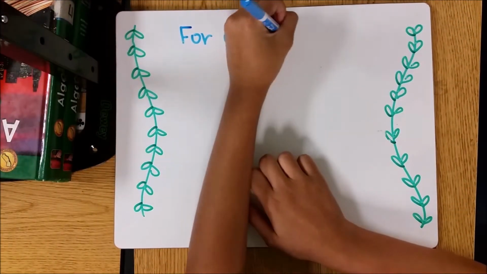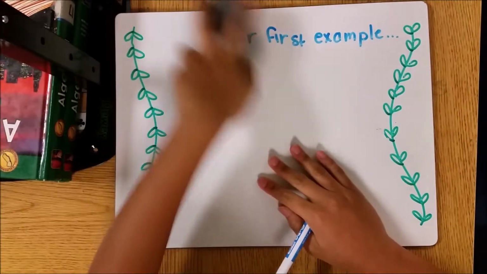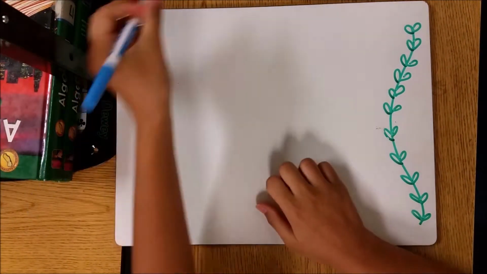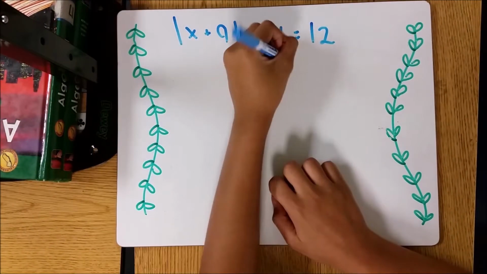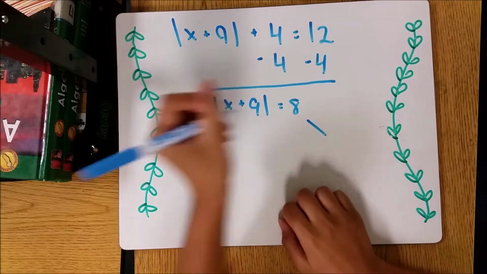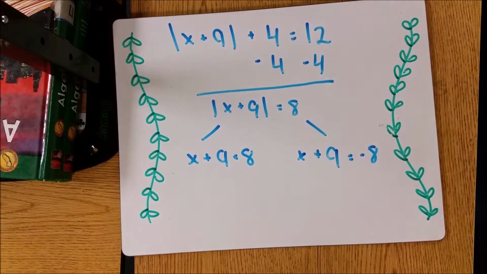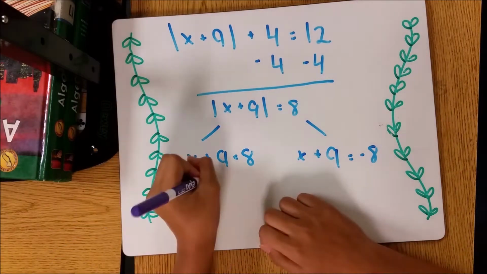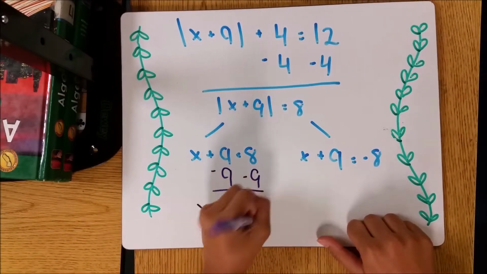For our first example, we have the absolute value of x plus 9, plus 4 equals 12. Subtract 4 from both sides, and you end up with the absolute value of x plus 9 equals 8. Now you split the problem into two parts: x plus 9 equals 8, and x plus 9 equals negative 8. Subtract 9 from both sides, and you end up with negative 1. Do the same to the other side, and you should end up with negative 17.